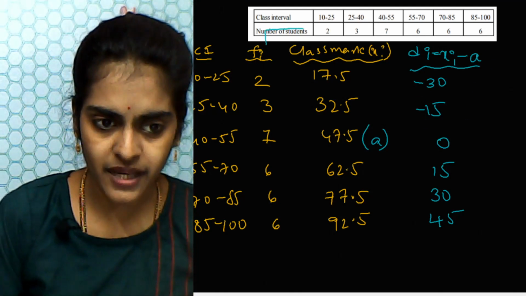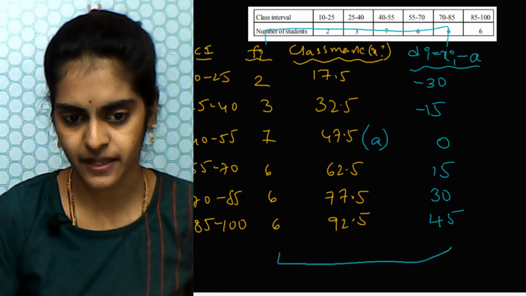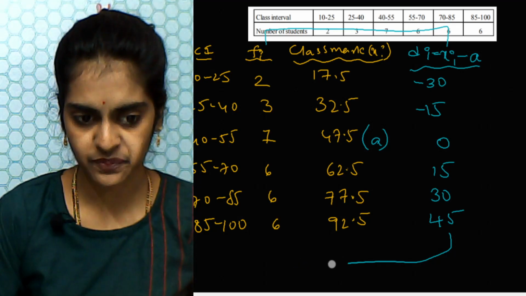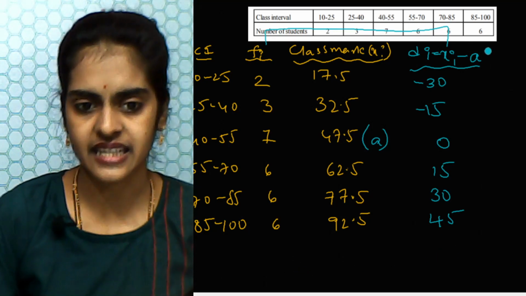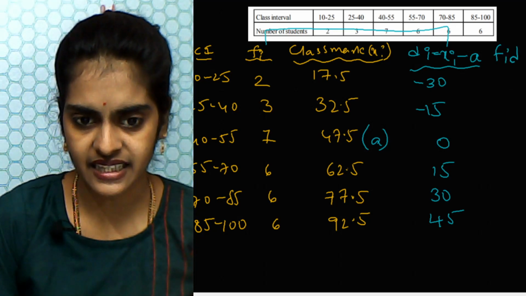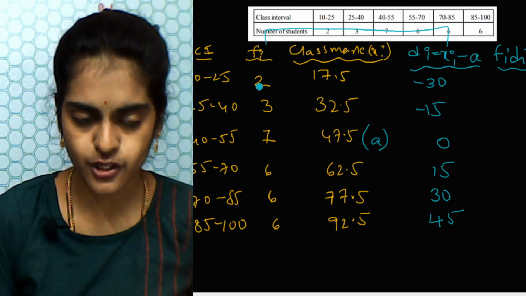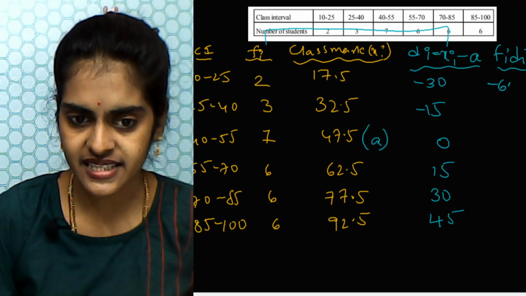Now you will multiply FiDi. These two you will multiply, FiDi. Clear? So let us multiply FiDi and see. So the next column here will be FiDi. Now here the multiplication will be easy. Fi is 2, Di is minus 30. 2 into minus 30 gives you minus 60.